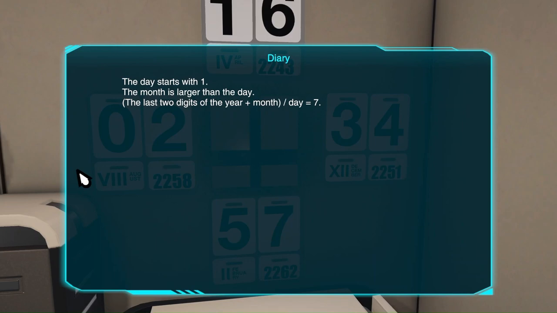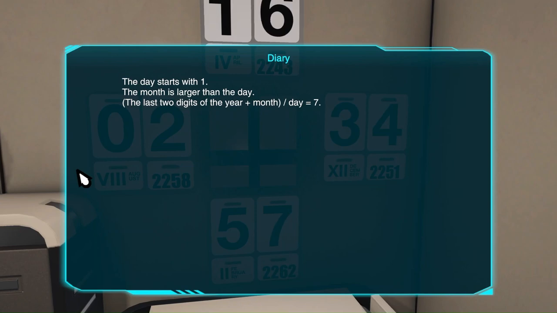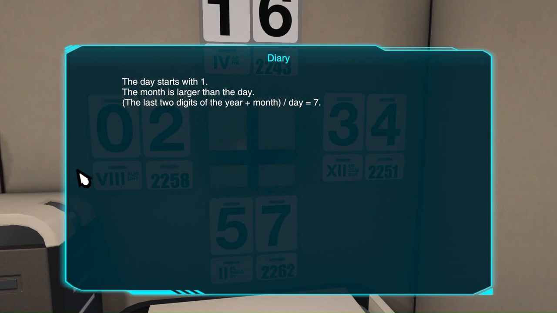The month is larger. I'm sorry, the day starts with a one, so the one's first, but the month is larger than the day. The last two digits of the year plus month divided by day equals 7. Do I need to figure out what the month is? That's where I'm stuck, I think. Because the day starts with 1. Does that mean it's one third? It has to be one, so one's first.